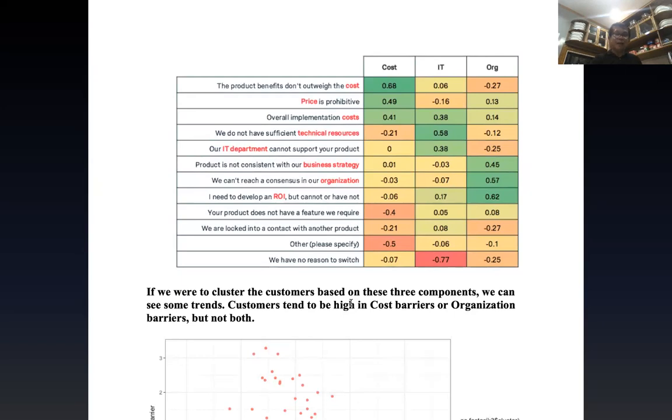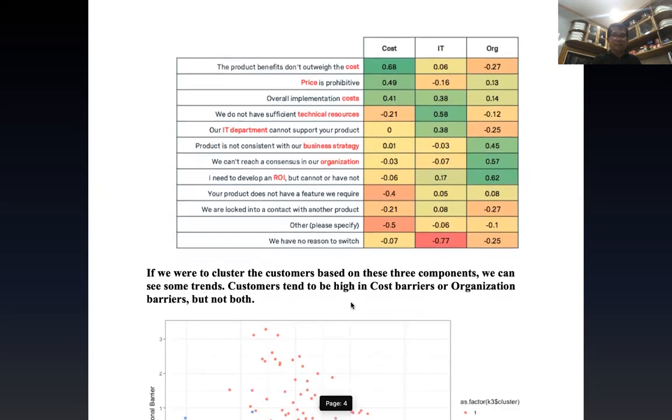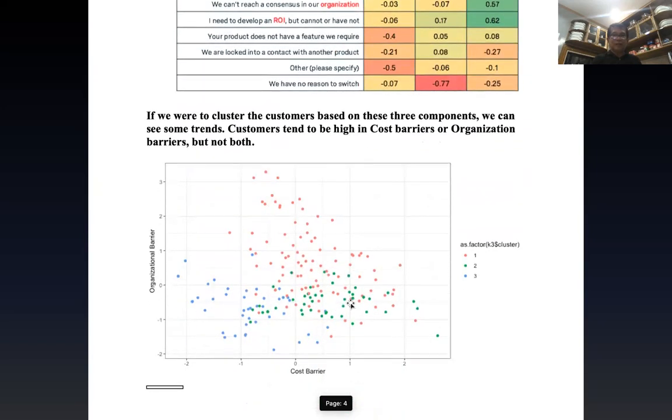Customers tend to be high in cost barriers or organization barriers, but not both. Looking at this scatter diagram, the x-axis, we have the cost barrier. The y-axis is all about organizational barrier, looking into two-dimensional factors.